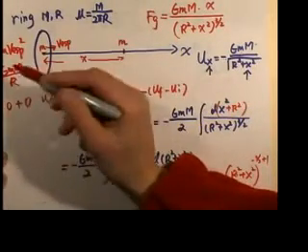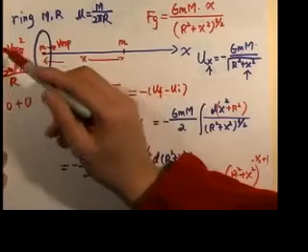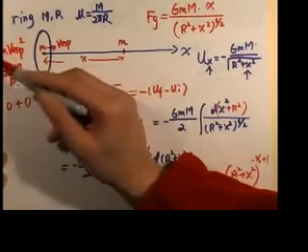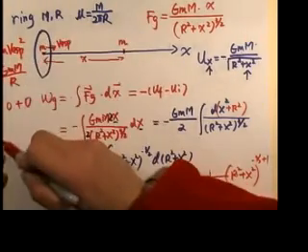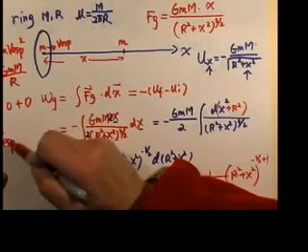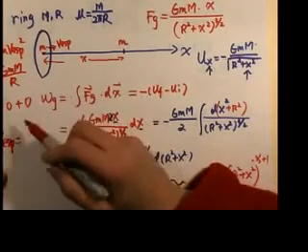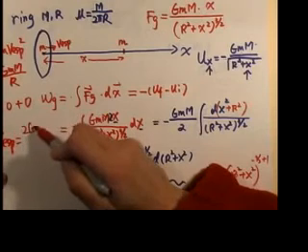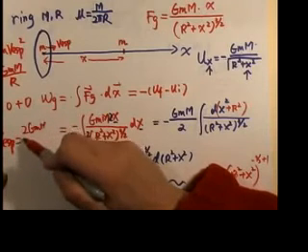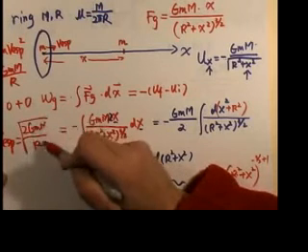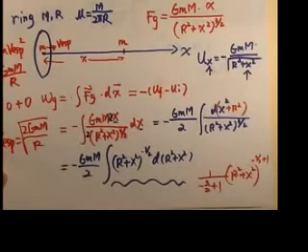So from here, you can find the escape speed. With little m, dividing both sides of the equation by that, you can find v escape equals the square root of 2GM over R. Very interesting result.